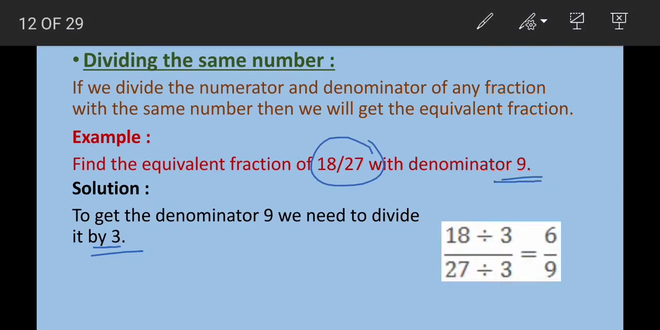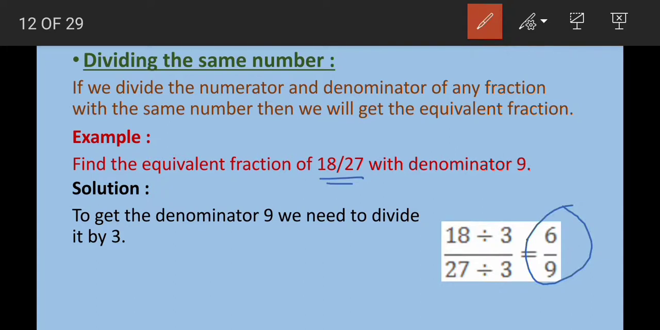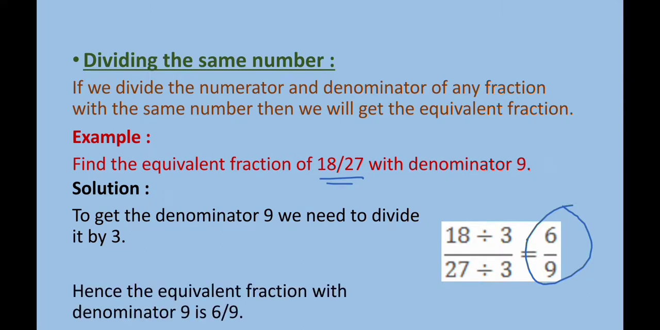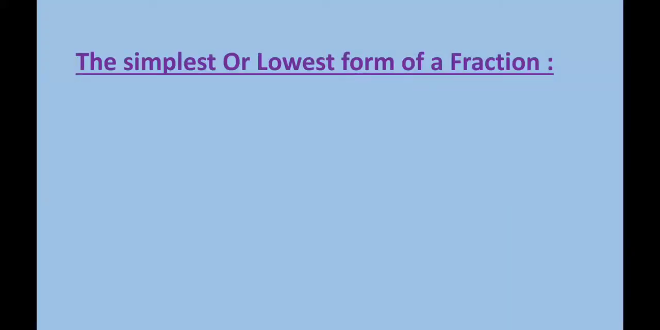As we are dividing the denominator by 3, we have to divide the numerator by 3 also. So 27 by 3 is 9, and if we divide 18 by 3, we get 6. So the new fraction, 6 by 9, is the equivalent fraction of 18 by 27. In this way you get the equivalent fraction. Here the equivalent fraction is 6 by 9.